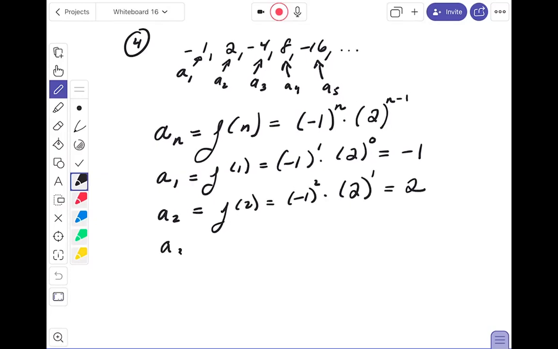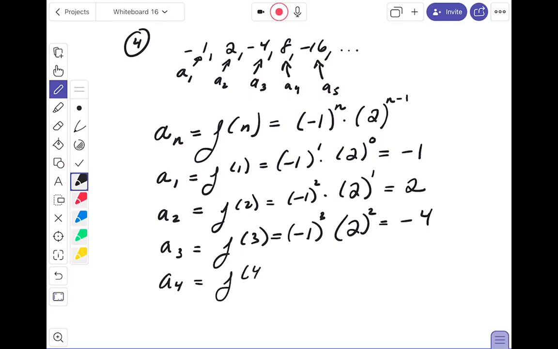Now, again, you're at the beginning stage of your careers. I would recommend you check this. What's f of 3? Minus 1 cubed, 2 squared. That would be minus 4. It's pretty reasonable. A4, that's going to be f of 4. That's minus 1 to the 4th power and 2 cubed. What do you get over there? Well, minus 1 to the 4th power is 1, and 2 cubed is 8. It works out beautifully. Let's put A5 down.